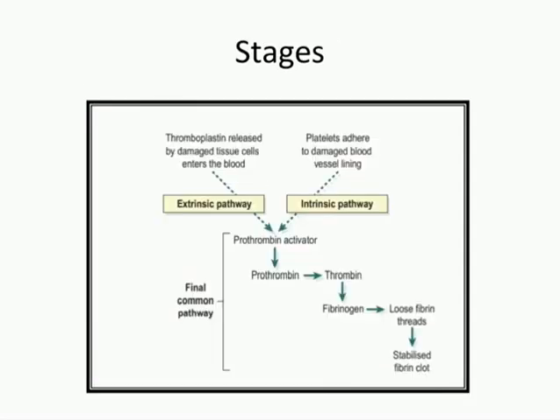Now these are the stages of your blood coagulation. The first activation happens in your extrinsic pathway and the second activation happens in your intrinsic pathway. Both these pathways activate the prothrombin activator, as a result of which prothrombin is converted into thrombin. Thrombin further acts on fibrinogen and converts it into fibrin. Fibrin is a thread-like mesh, and after the formation of fibrin a clot is formed, which results in a blood clot that facilitates stopping the bleeding.